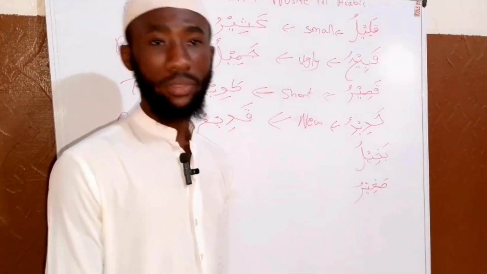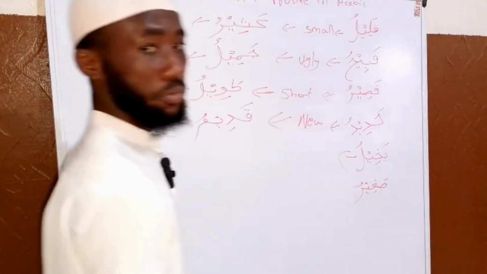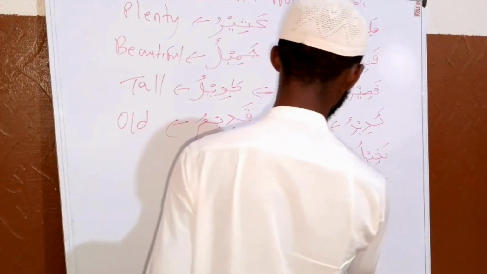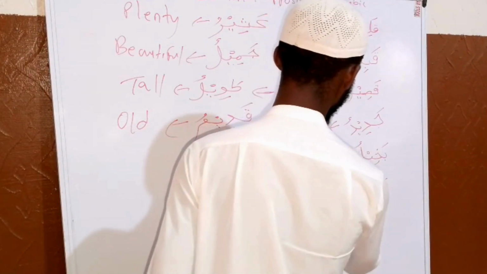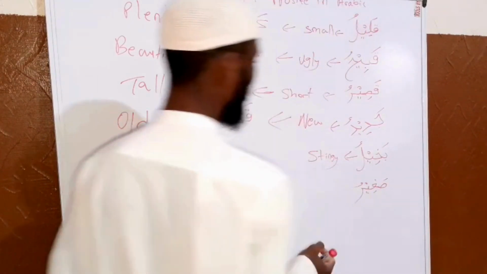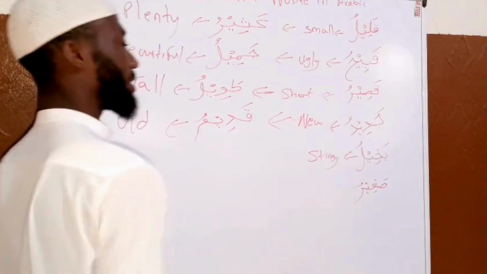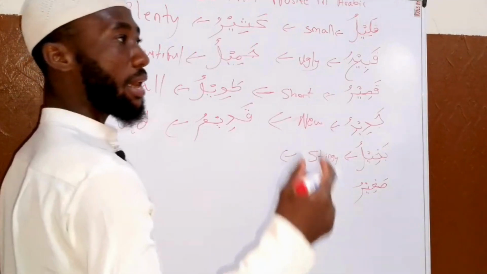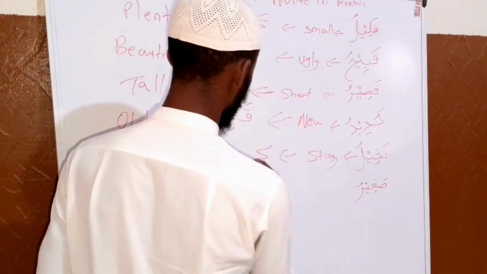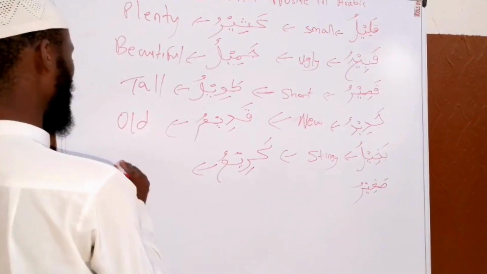Now we have bakhilun. That's stingy. When you say someone is stingy, that's bakhil. Anta bakhilun, you are stingy. Now, what is the opposite of bakhil? The opposite of bakhil is kareem. Kareem means generous.